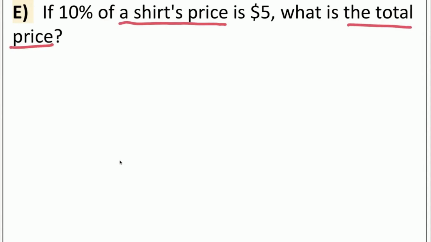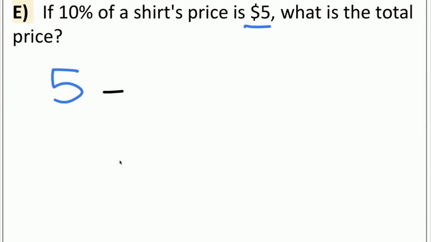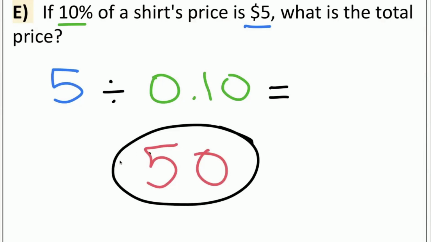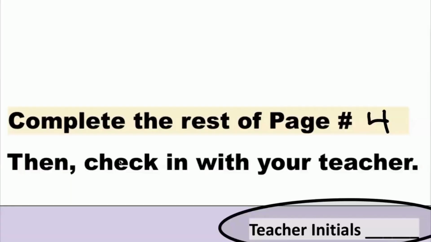So remember, if they're giving you the part, 5, in this case, we're going to do 5 divided by our percent as a decimal, which is 0.10. And 5 divided by 0.10 is 50, which will give us our total or our whole. Complete the rest of page 4, then check in with your teacher to get additional feedback.